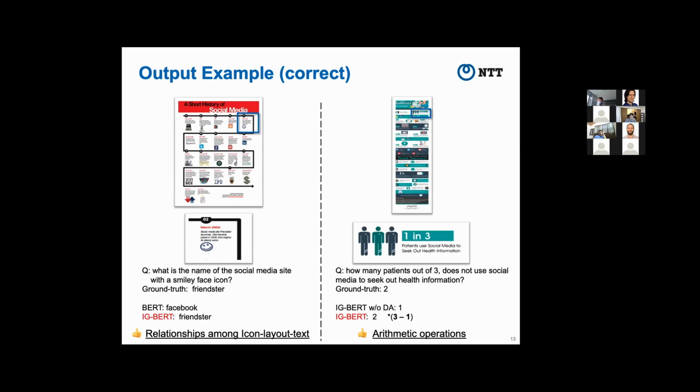These are 2 examples of correct predictions. The question in the left example is, what is the name of the social media site with a smiley face icon? In response to this question, our model was able to understand the smiley face icon and the corresponding social media site. The question in the right example requires a method to read and reason over numbers in the image, and IGBird with our data augmentation answered correctly using arithmetic operations.